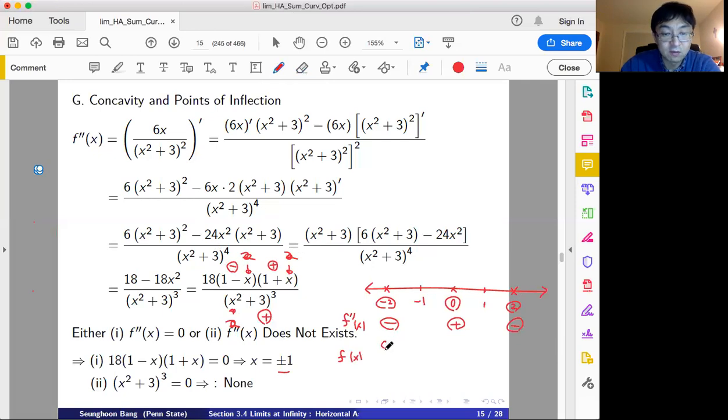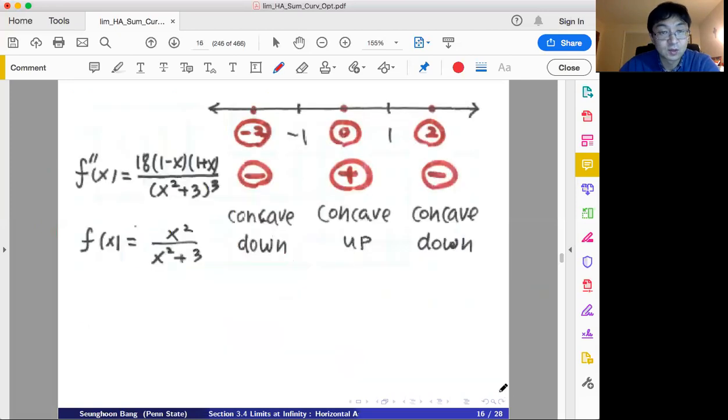For f of x, on the first interval, concave down. Here, positive, concave up. Negative, concave down. This is the whole idea. We are going to the next one. So we have an inflection point. Do we have an inflection point? Yes. How many inflection points do we have?